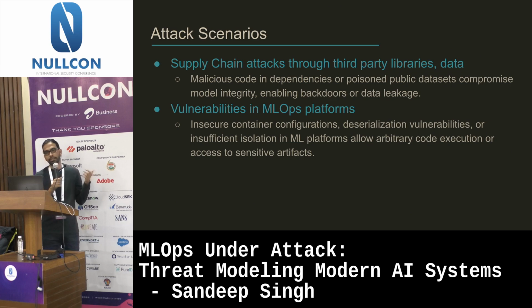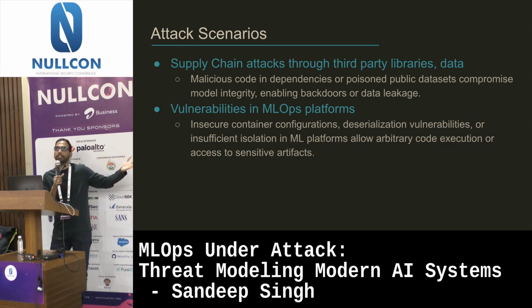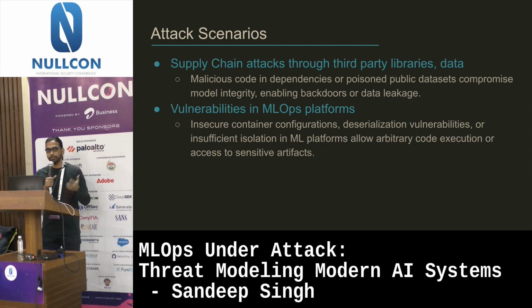So things like insecure container configurations, deserialization. For example, one of the examples I gave you, Seldon Core. There is a publicly documented CVE around that, which talks about how when it deploys a model, it doesn't isolate the container. So if it takes your model and deploys it, it puts it in a shared container environment. So if you have a container escape, you have basically other Seldon Core customers' models that you can probably play around with. Deserialization issues, insufficient isolation, etc.